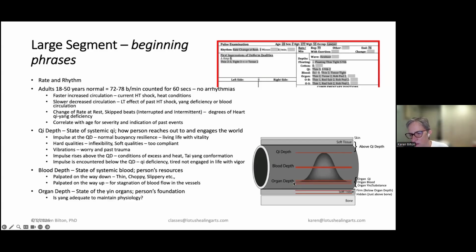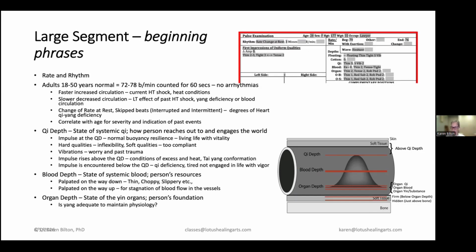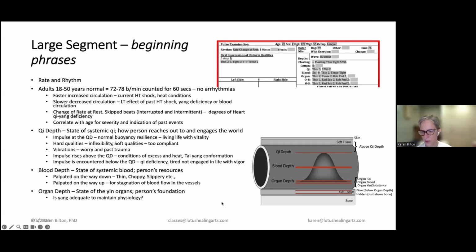Now, the deeper part of the organ depth gives us information about retained pathogens, latent pathogens. And down here we have our firm and hidden depths. Now, the firm and hidden depths, we only say they're present if there's nothing above, okay? If there's no chi, blood, organ depth, and we're only feeling the impulse down here, then that's a sign of profound deficiency or cold, a hypothermia type situation.